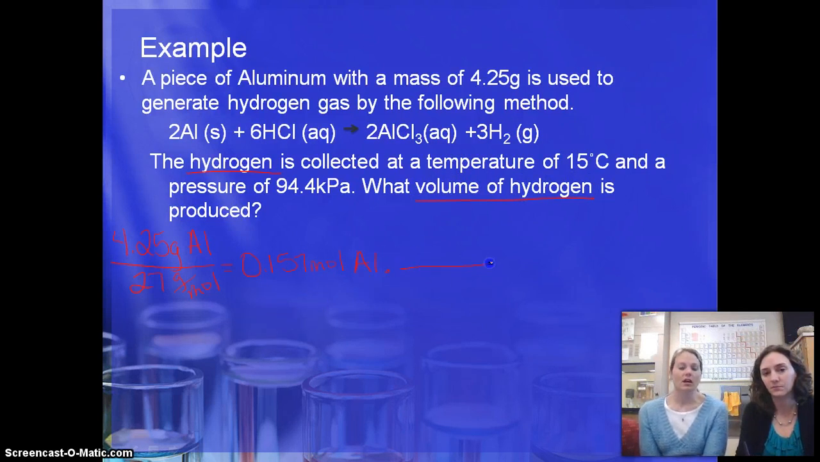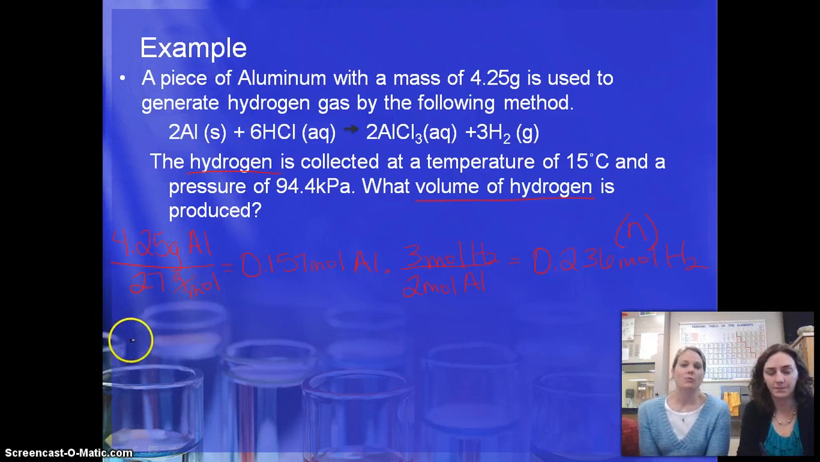We're going to take aluminum on the bottom. We've got 2 moles of aluminum and 3 moles of hydrogen gas. Then we're going to end up with 0.236 moles of H2. So now that's our n value. We've got our moles, so we're going to plug that into PV = nRT.